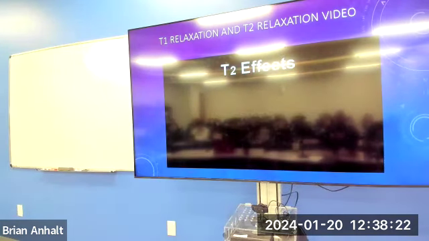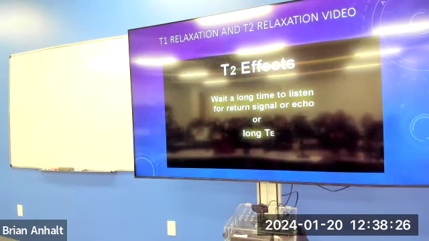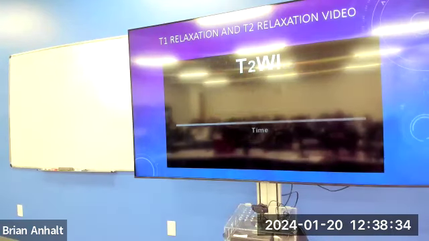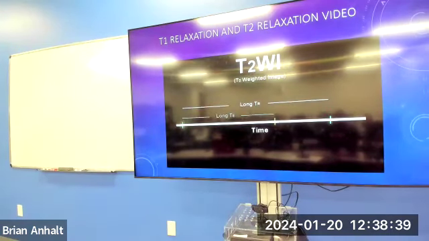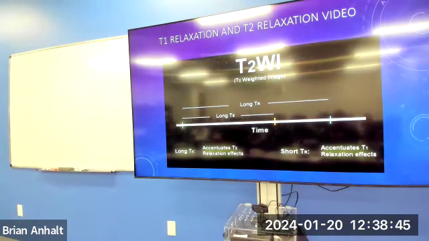T2 effects, on the other hand, are accentuated by a prolonged echo time to allow the spins to move away from each other and accentuate the differences in T2 relaxation between regional tissues or chemicals. So a T2 weighted image is obtained with a pulse sequence of a long TR and a long TE, decreasing the T1 effect with the long TR and enhancing the T2 effect with the long TE.